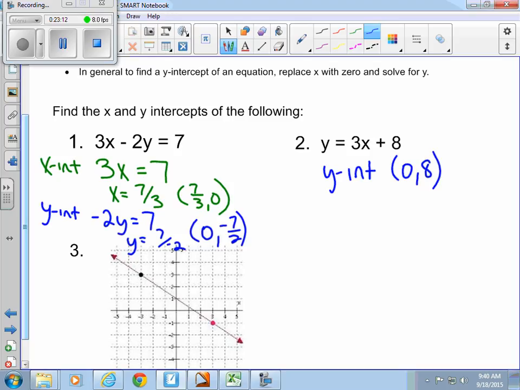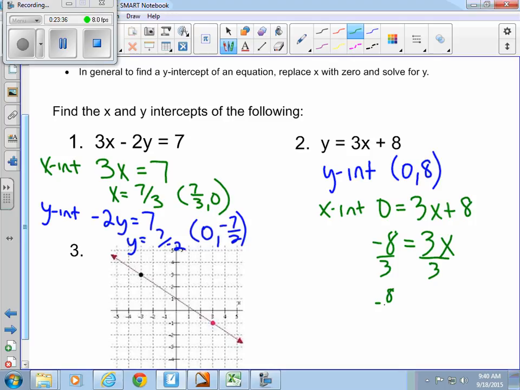For the x-intercept, I'm going to put 0 in for y. Subtract the 8 over, or you could have subtracted the 3x. Divide by 3. So negative 8 over 3 equals x. So my point is negative 8 over 3 comma 0. Or if you just wanted to write it as x equals negative 8 over 3, that would work as well. Any questions about that?